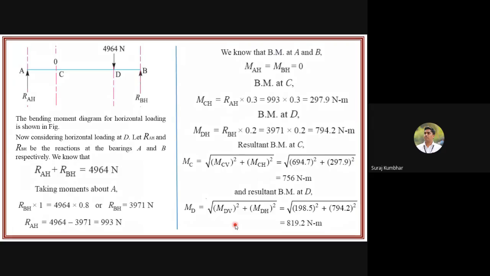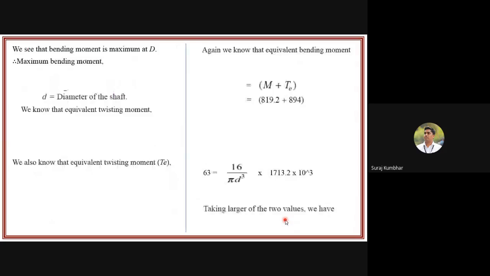Okay, so now we will go ahead. Now we will take this bending moment value for the further calculation because the bending moment value is greater at D. Now we see that the bending moment is maximum at D. So the maximum bending moment, that is M equal to MD equal to 819.2 Newton meter. Now our task is to find the diameter of the shaft, that is small d.